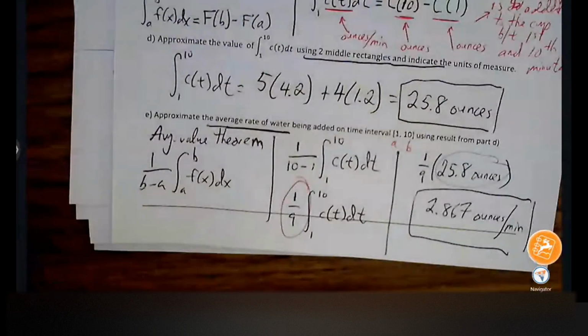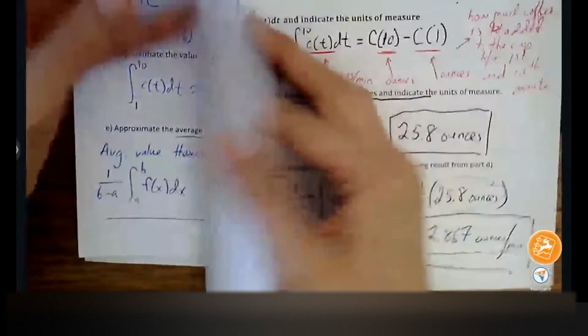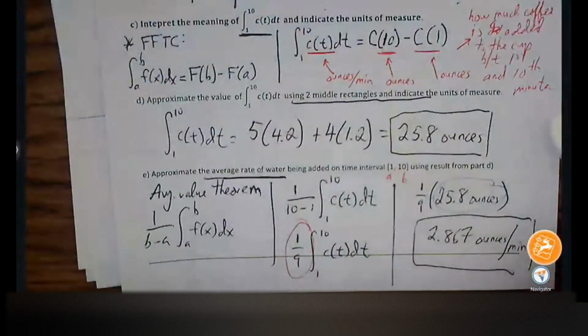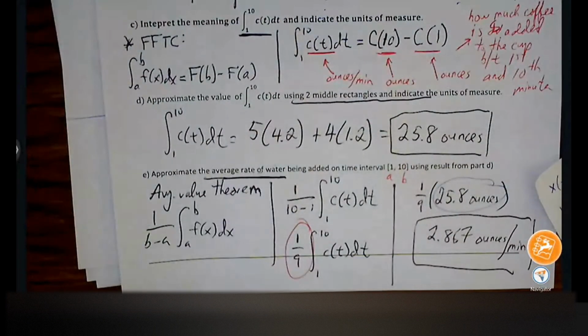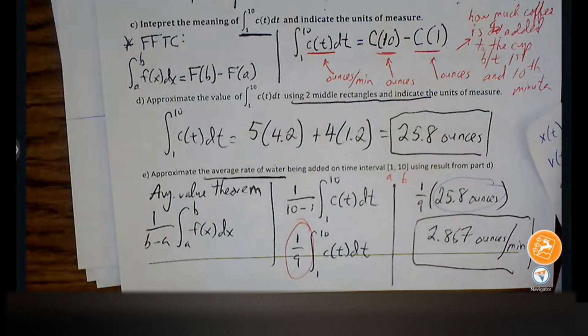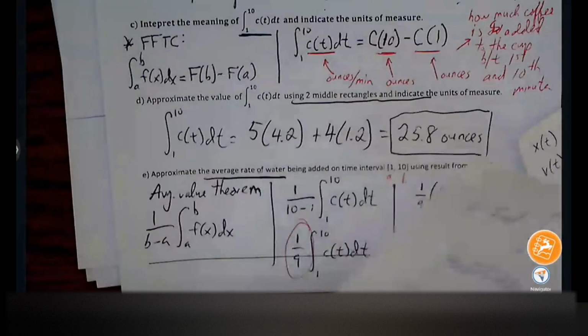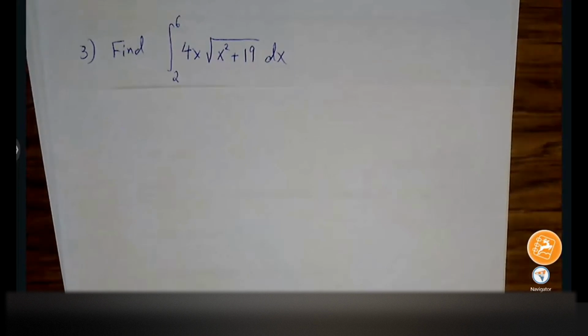Okay, let's see, a u-substitution problem. Okay, why don't we try this one? Definite integral from 2 to 6, 4x times the square root of x squared plus 19.